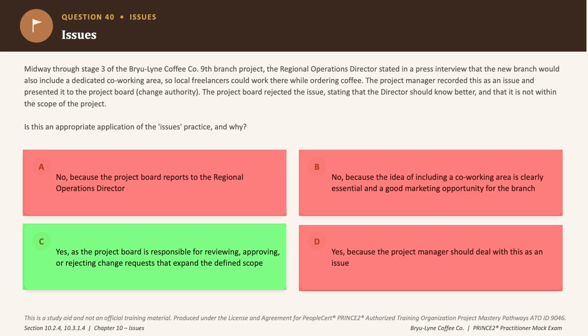So the correct answer to this question is option C, which says yes, because the project board is responsible for reviewing, approving, or rejecting change requests that expand the defined scope, okay? And that is exactly their role. So the correct answer is option C.